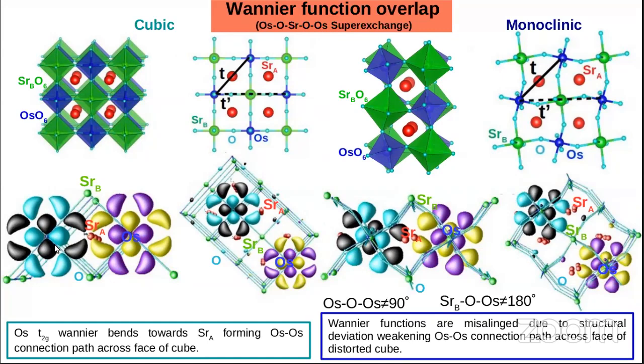So the Wannier function overlap gives a remarkable trend here, where we get that for the cubic one, the p-like bending of osmium t2g orbitals towards the A-site strontium makes a well-defined connected path between two osmium sites across the face of the cube, whereas this overlap becomes misaligned for the case of monoclinic due to the structural deviation, as the Os-O-Os angle deviates from 90 degree across the face of the cube. And for the next nearest neighbor, due to the p-like bending, we are hardly having any overlap between the two Os sites separated by t prime hopping path.